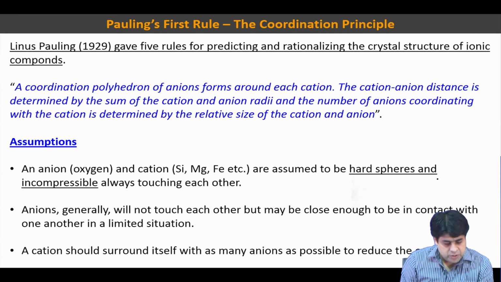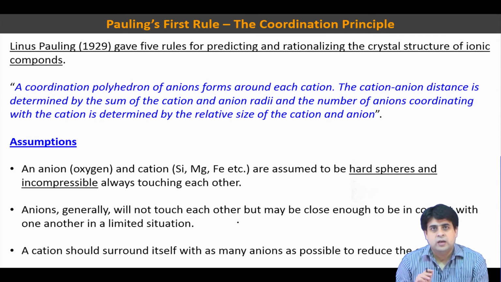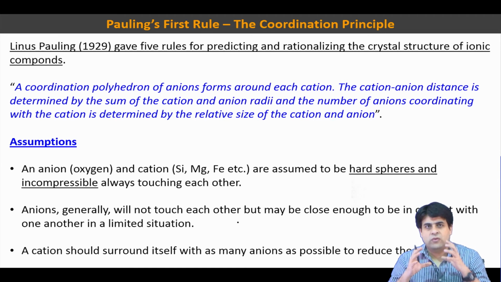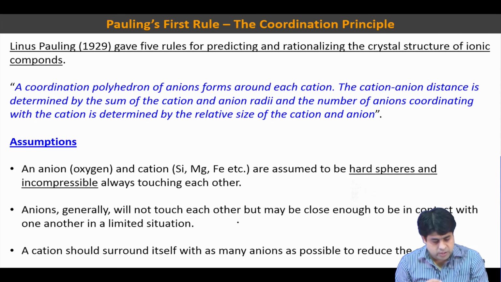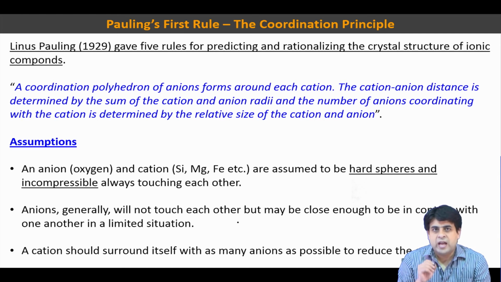There is another assumption that anions will not touch each other, but may be close enough to be in contact with one another in a limited situation. So, all the anions will not touch each other; only in a limited situation, some of the anions will touch each other. And the third assumption is that the cation should surround itself with as many anions as possible to reduce the energy. We will try to understand this.